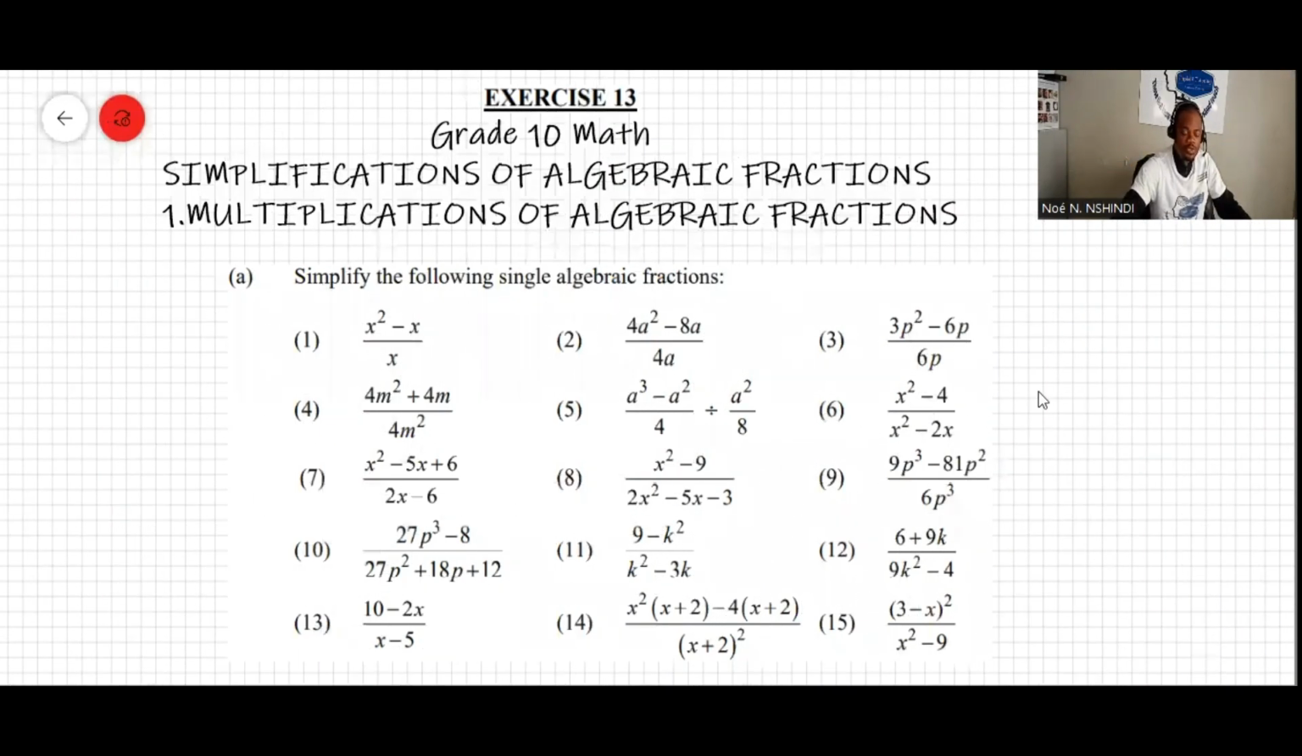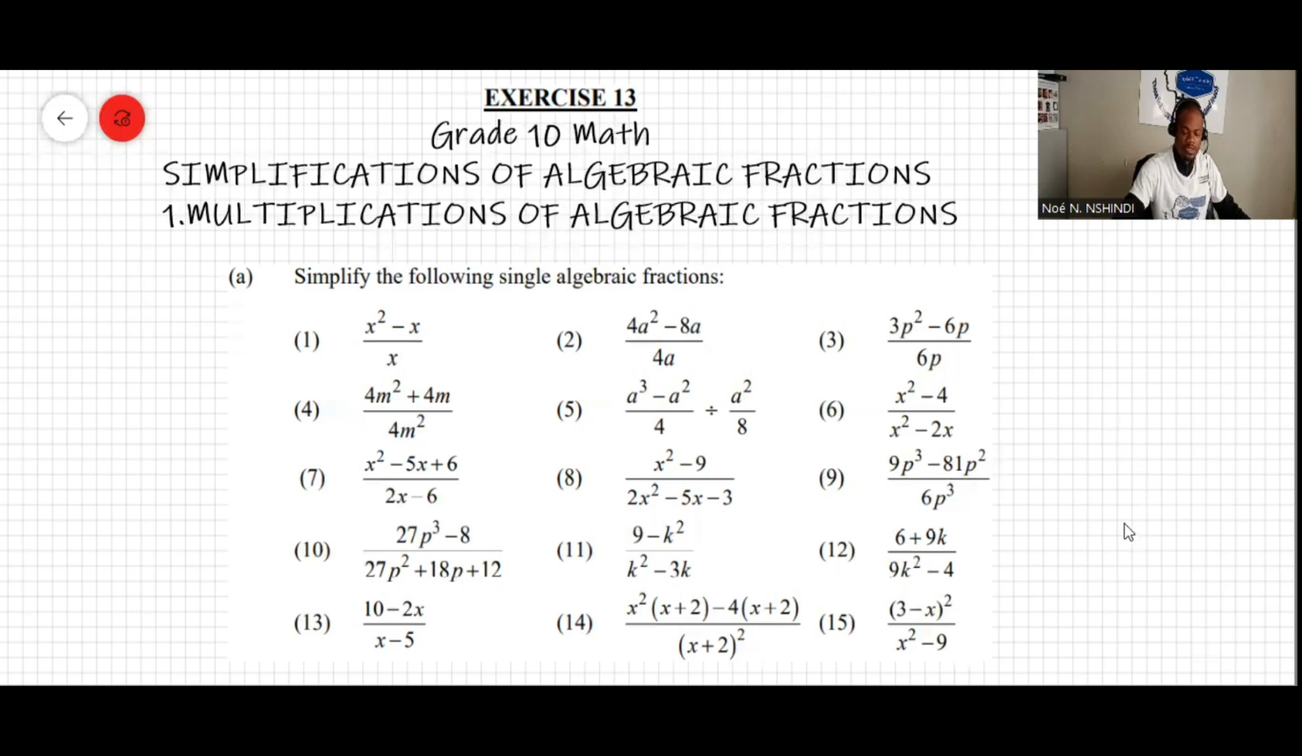Well, now we're going to do simplifications of algebraic fractions. The first one will be multiplications of algebraic fractions. Now, if you didn't watch our videos on factorization, or if you struggle with factorization, it's advisable for you to go back to the previous lessons and videos and do as many exercises on factorization as you can, then come back and watch this video on simplifications of algebraic fractions, because over here factorization will be involved.